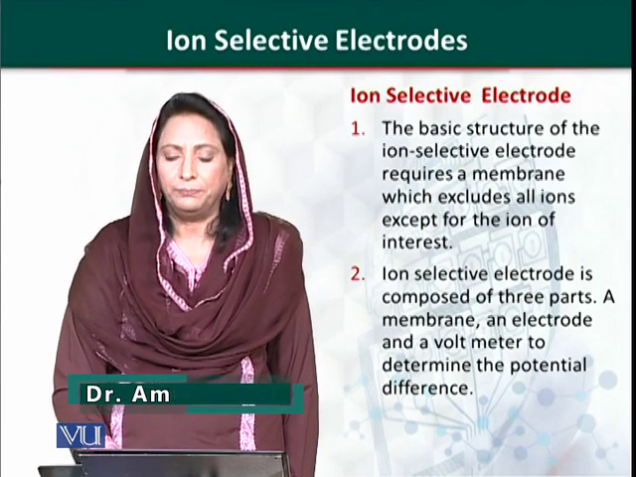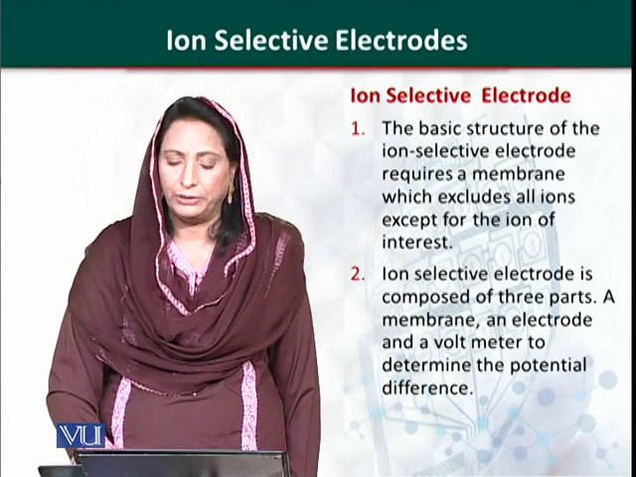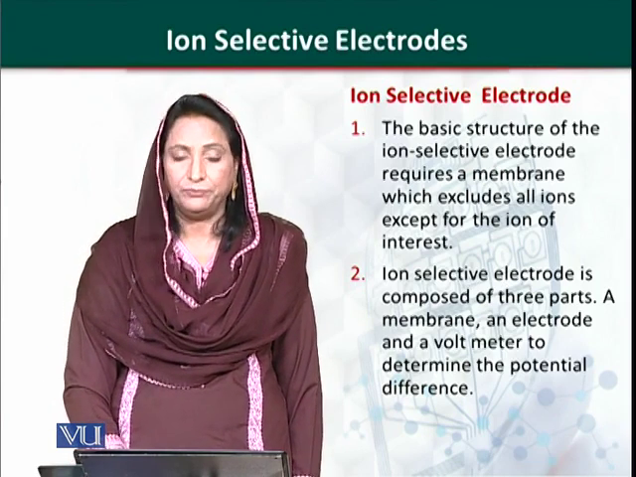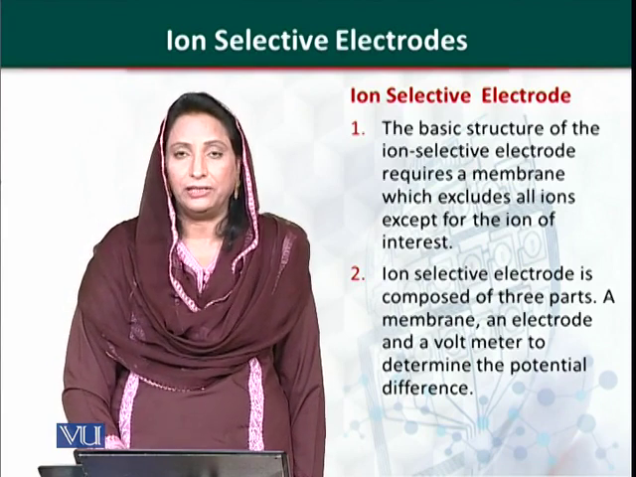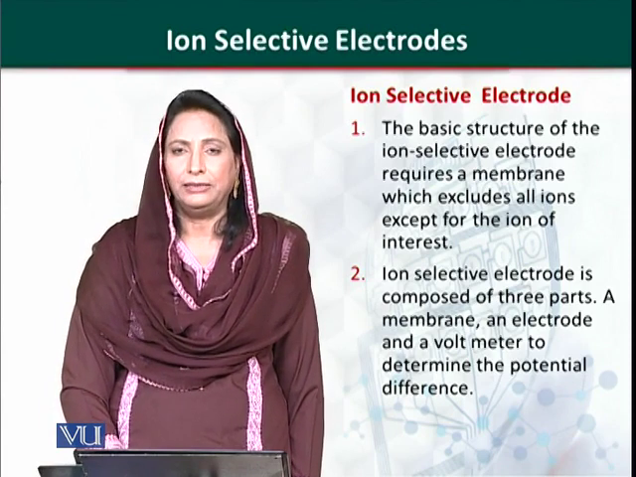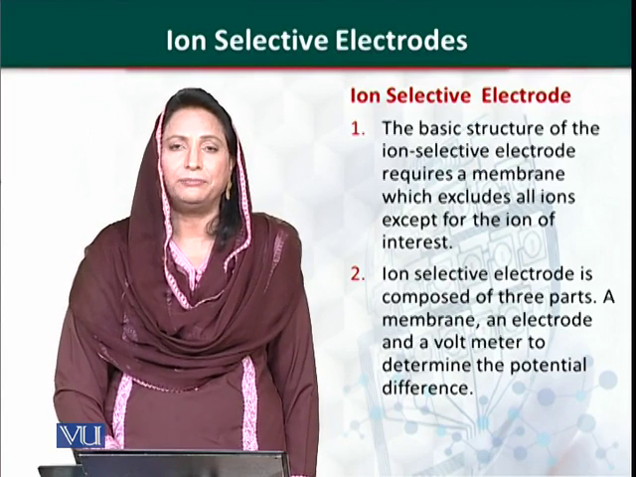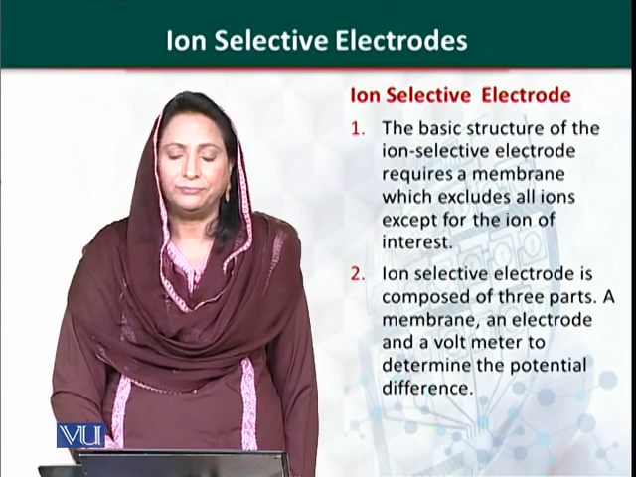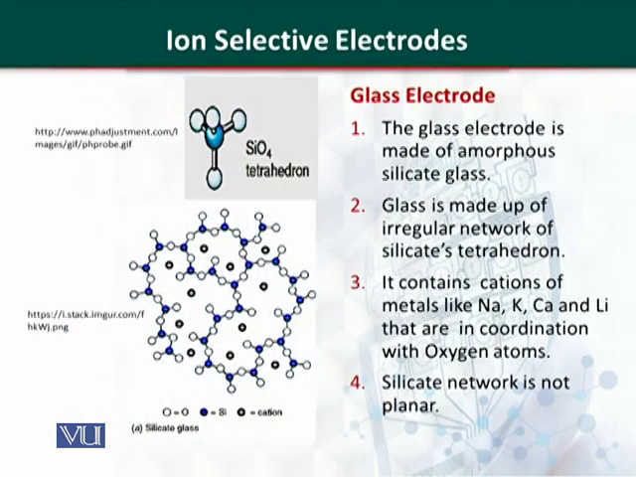The basic structure of ion selective electrodes is composed of three components. One is a membrane, the other is an electrode, and the most important is a voltmeter. The membrane creates the impermeability for different ions. The voltmeter determines the potential difference, and the electrode is the important part of the ion selective electrode.